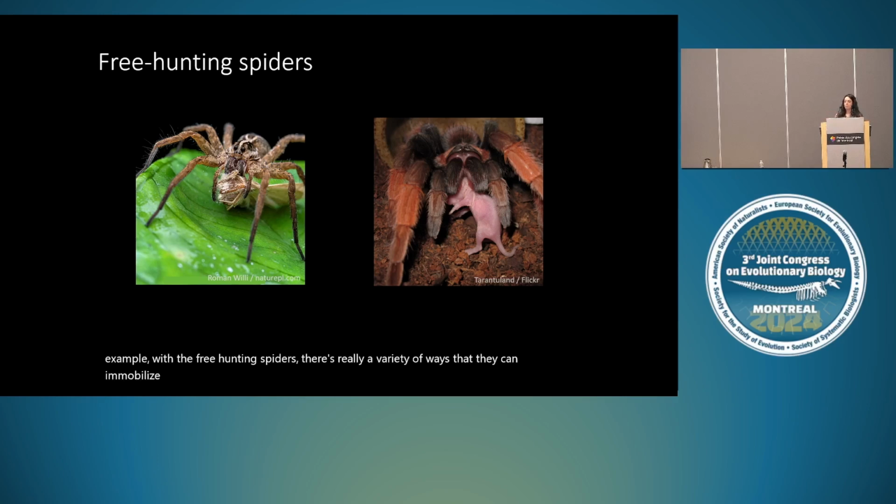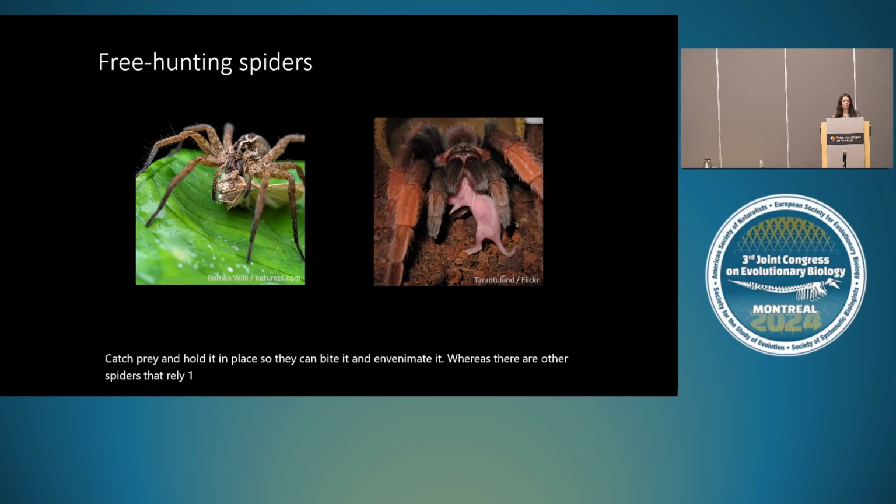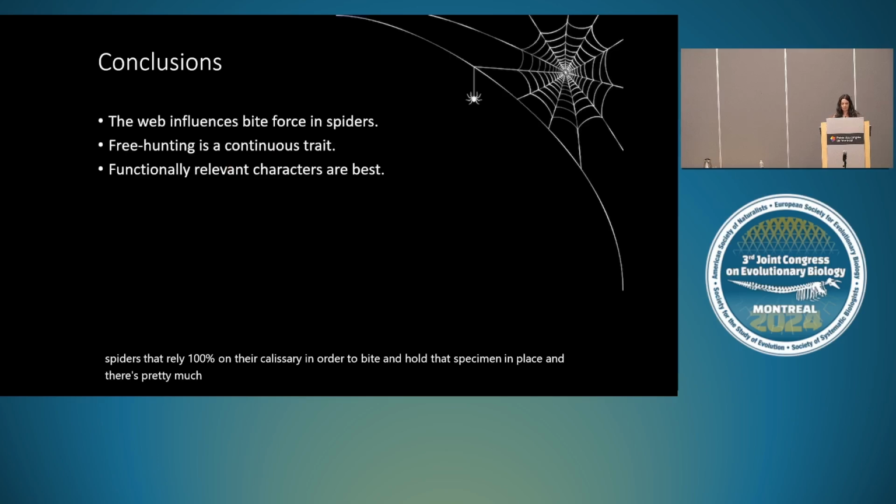Some spiders, like the wolf spiders, actually have these spines on their legs that they use to catch prey and hold it in place so they can bite it and envenomate it. Whereas there are other spiders that rely 100% on their chelicerae in order to bite and hold that specimen in place. And there's pretty much everything in between.